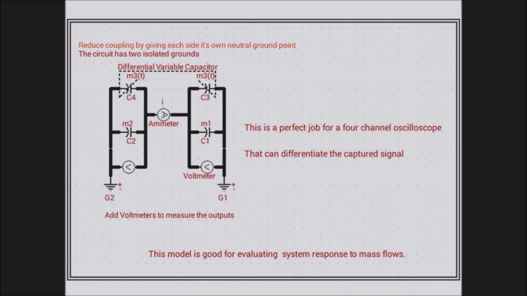Where we had the circuit connected to a single ground, we now give each block its own independent neutral ground. So we have G1 being the neutral ground for the first mass, and G2 being the neutral ground for the second mass, analog.